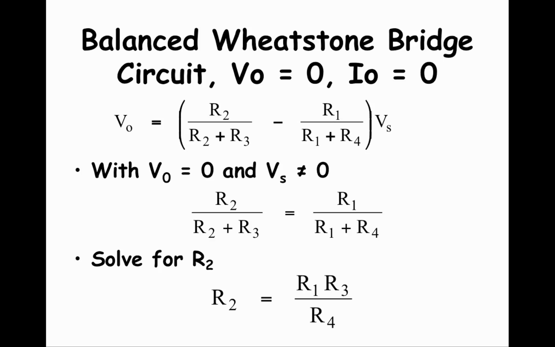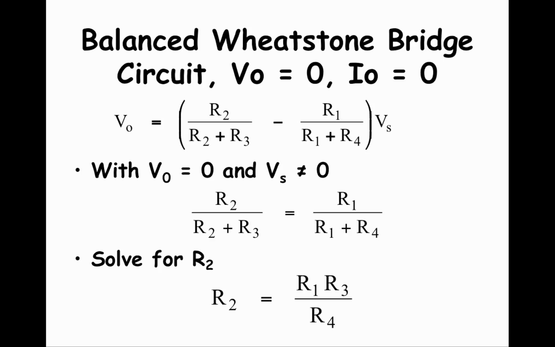For a balanced Wheatstone bridge circuit, the output voltage V0 is equal to 0 and the output current I0 is also 0. And if the supply voltage Vs is not equal to 0, then the terms in the parentheses must be equal so that the difference equals 0 for the output voltage equals 0. Now if we solve for R2, we get the equation R2 equals R1 times R3 divided by R4.